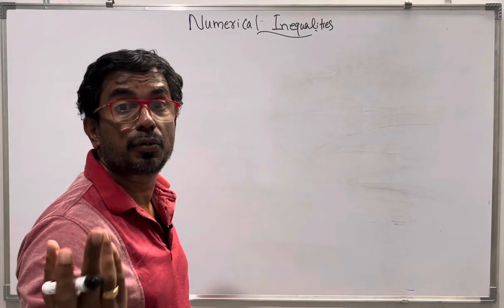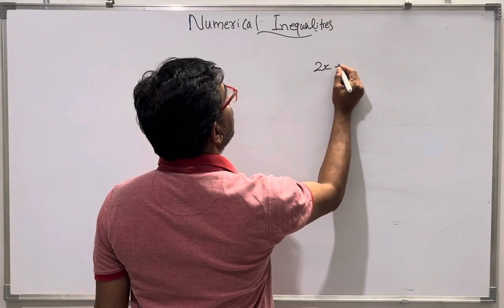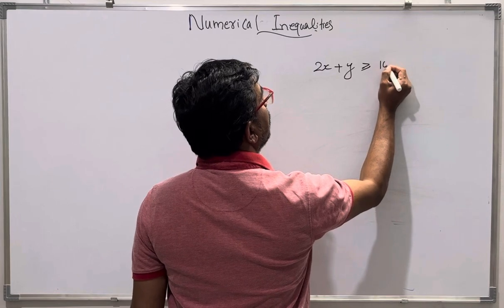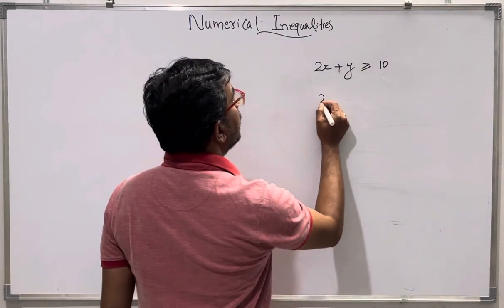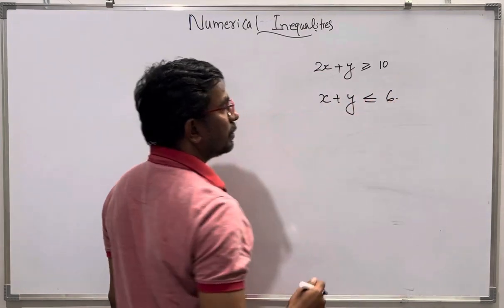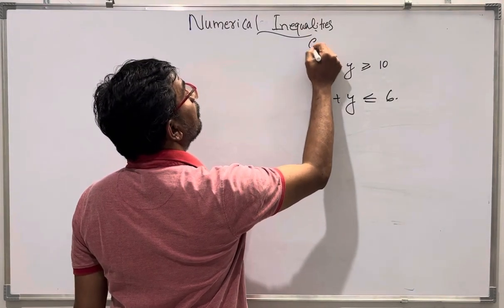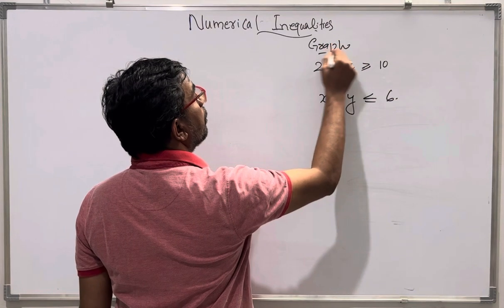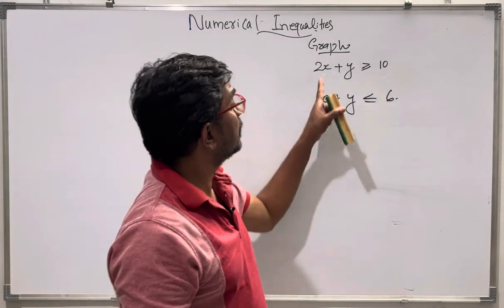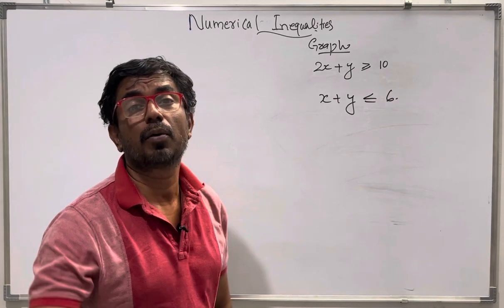Now I'll write two simultaneous inequalities. I write here 2x plus y greater than or equal to 10 and x plus y less than or equal to 6. How do you graph it? The question can be to find the solution through a graph. So what you should do is consider these two inequalities as equations, and plot those lines first.